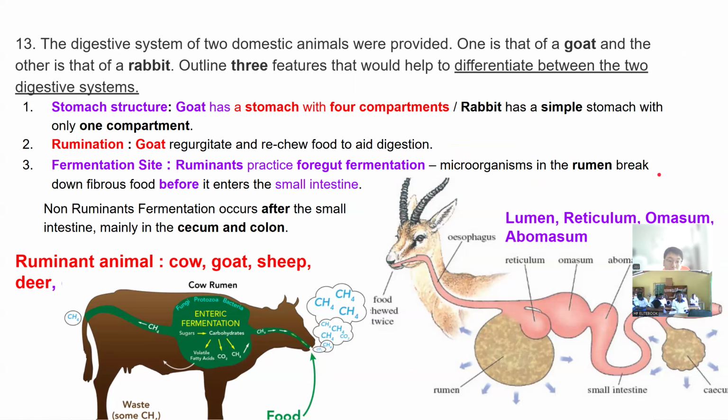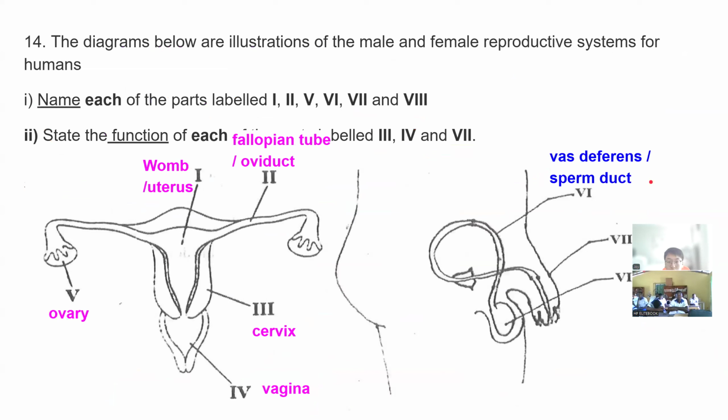And these are just features of digestive systems of animals. And now we're moving on to the reproductive system. So the diagrams below are illustrations of the male and the female reproductive system for humans. So name each of the parts labeled 1, 2, 5, 6, 7, and 8, and state the functions of 3, 4, and 7.